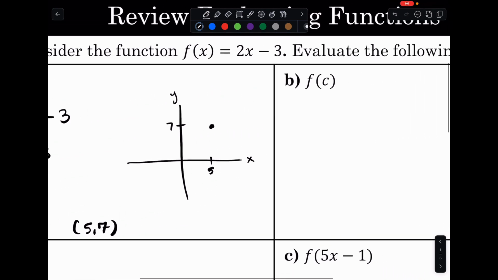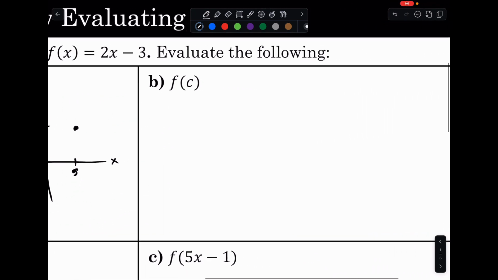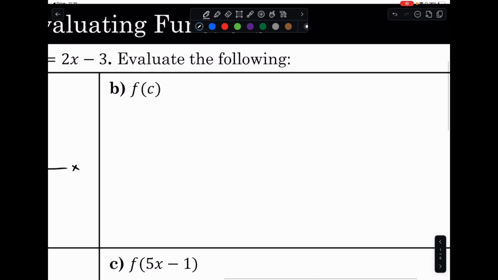Now let's evaluate it not at a number, but at a letter. So if I want to find f of c, again, what this notation means is that we're going to replace the value of x with c. So instead of 2 times x minus 3, it's going to be 2 times c minus 3. And of course, this can't be simplified any further. This is all we end up having, just that.